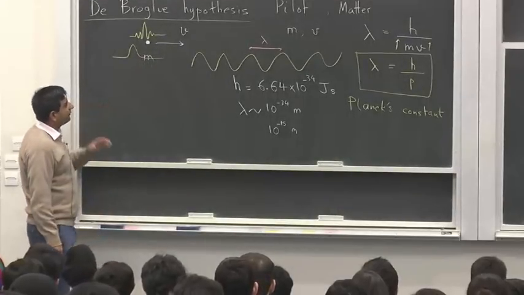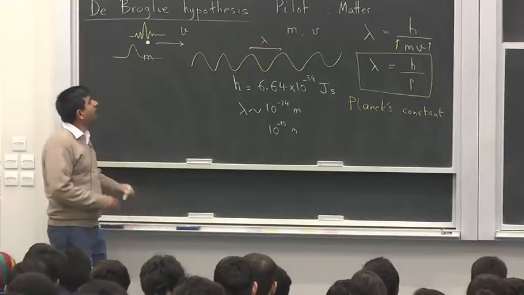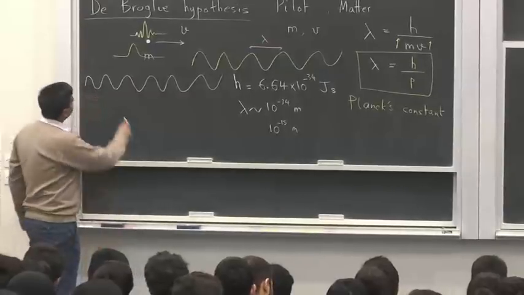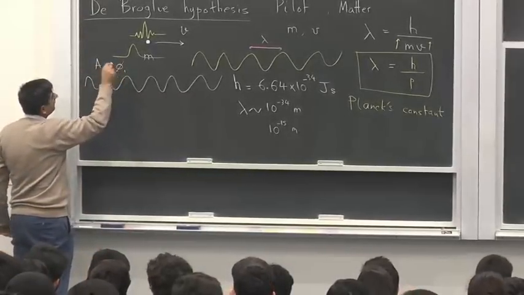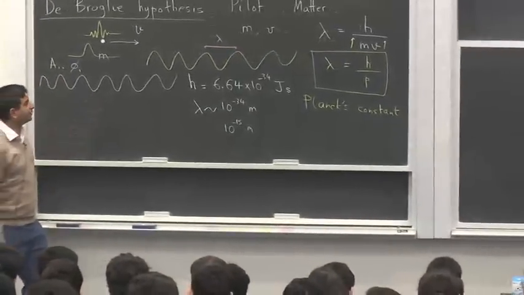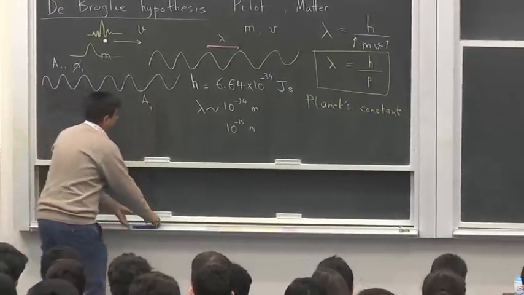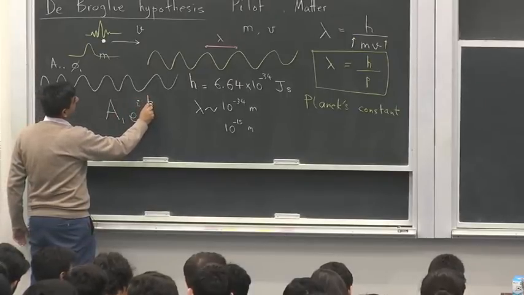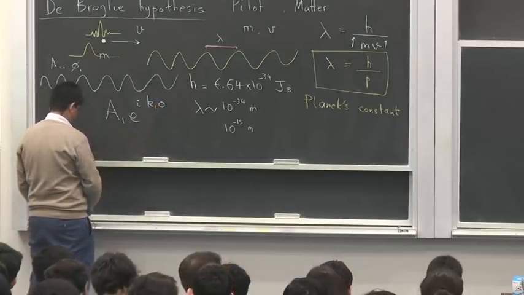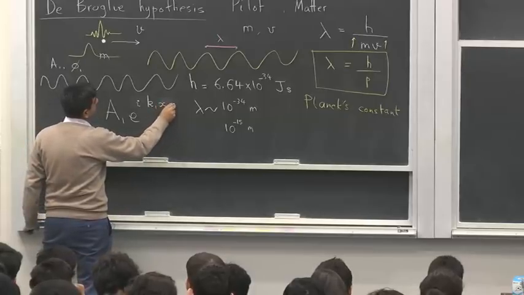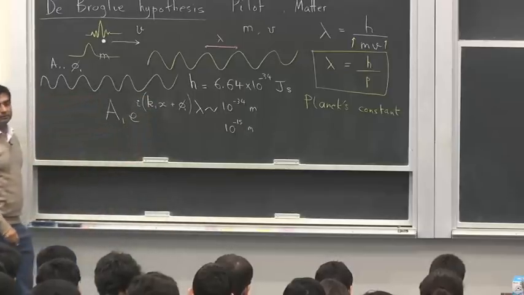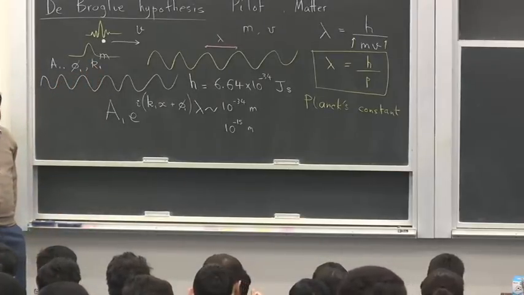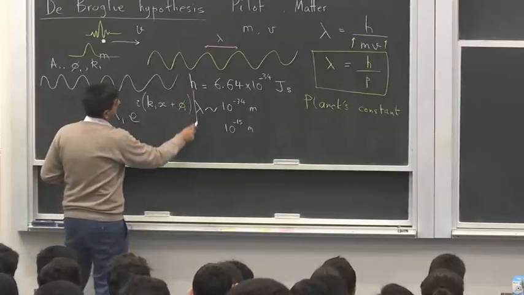Alright. Now, before we move on, I would just like to give you a qualitative idea of what this object really means. Suppose I have a sine wave of amplitude A1 and phase phi1. Alright? So I can write this wave as A1 e raised to i (k1 x plus phi1). Correct? So this wave has an amplitude A1, phase phi1 and a wave number k1. I can express this wave in complex notation in this form.